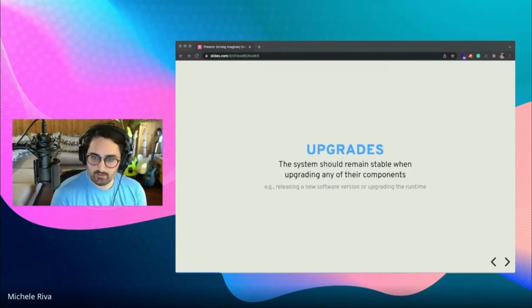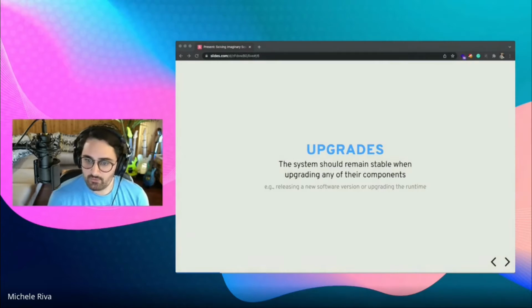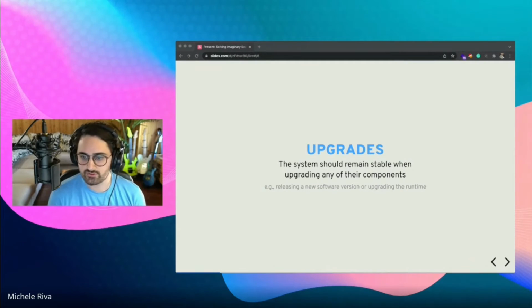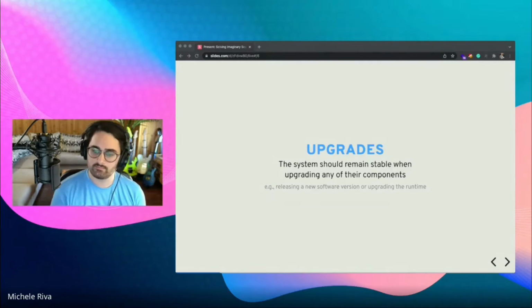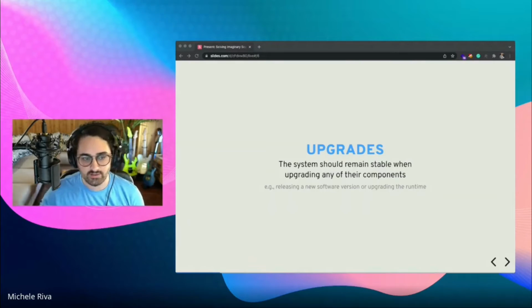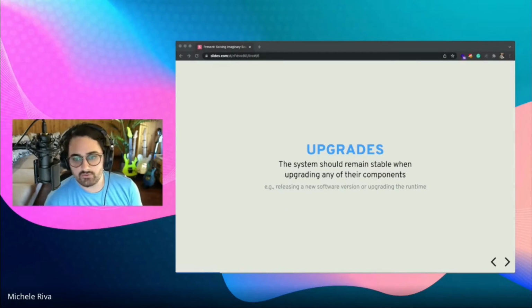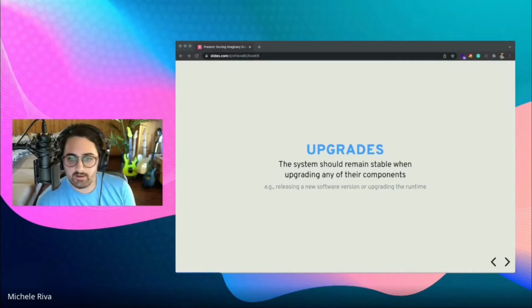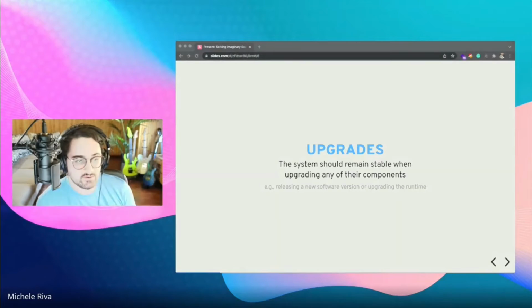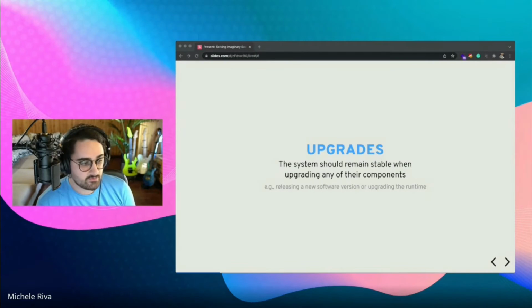Upgrades. The system should remain stable when upgrading any of its components. For example, releasing a new software version or upgrading the runtime. So if I'm working on Node.js 14 and I want to upgrade the runtime to Node.js 16, then my system should stay online and available for everyone.